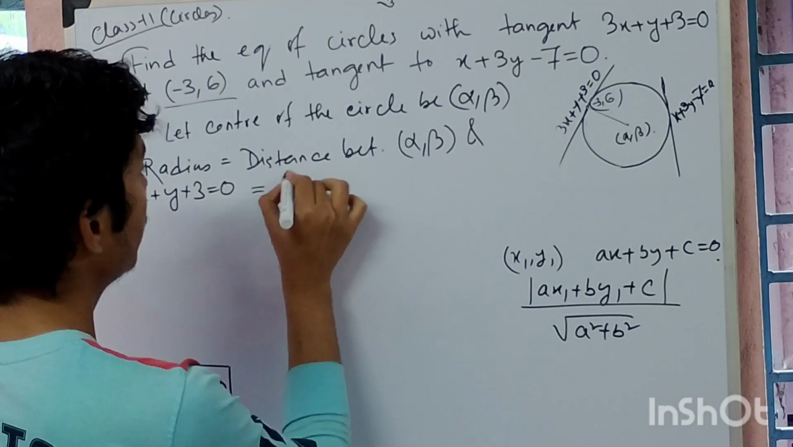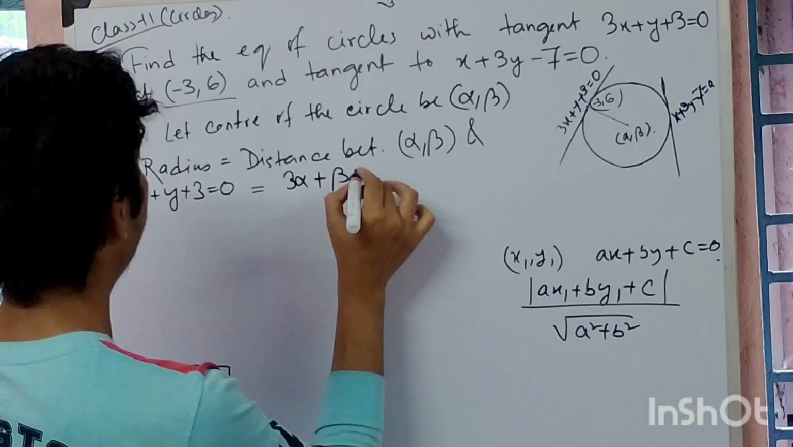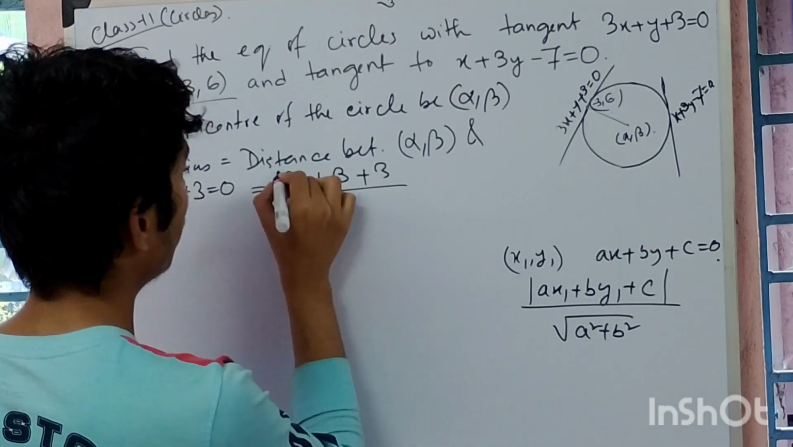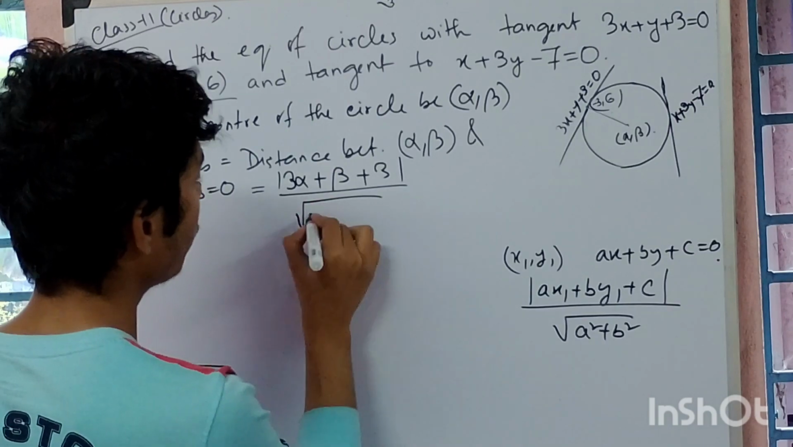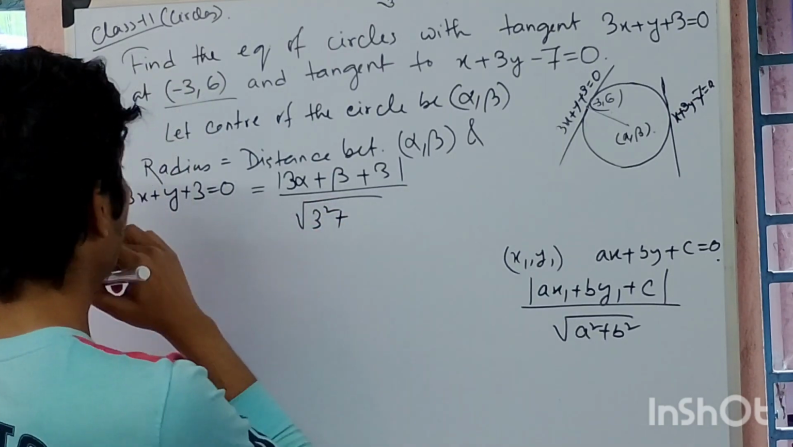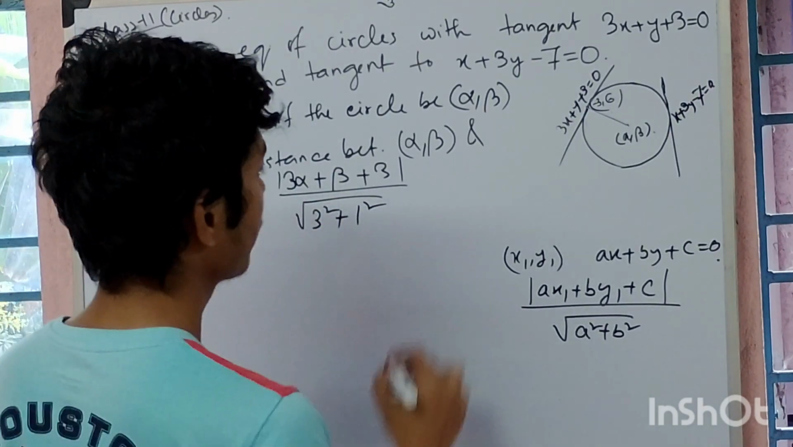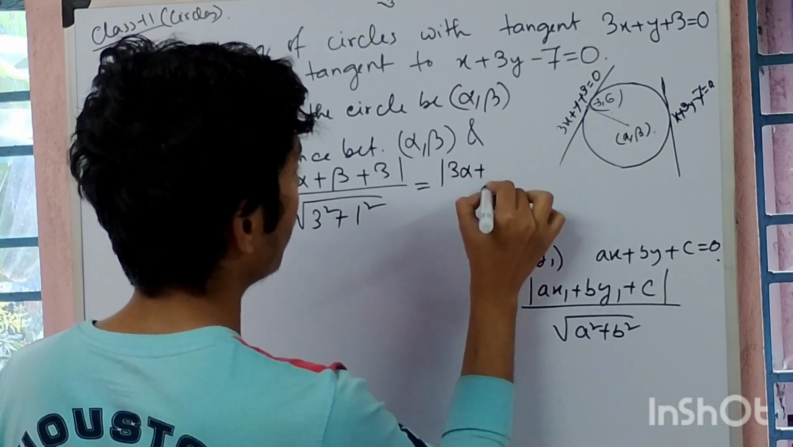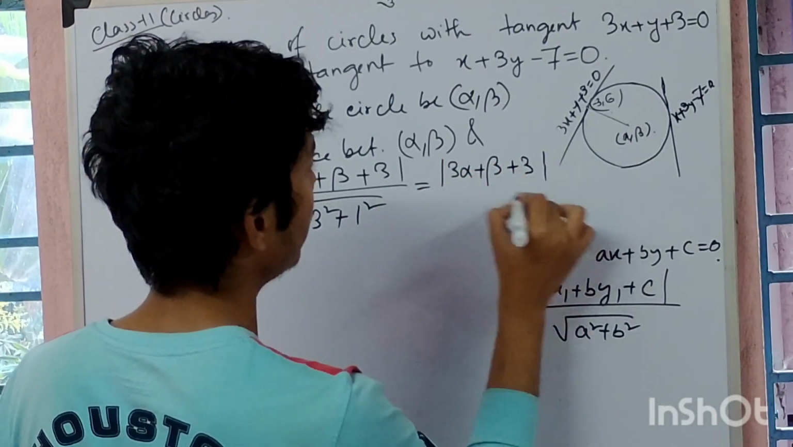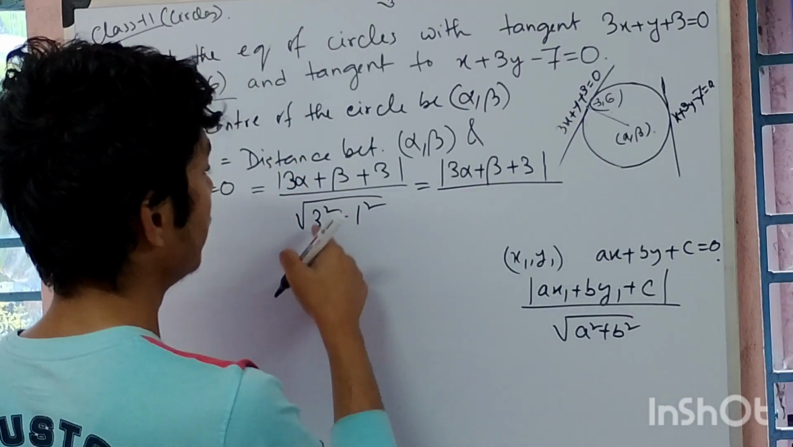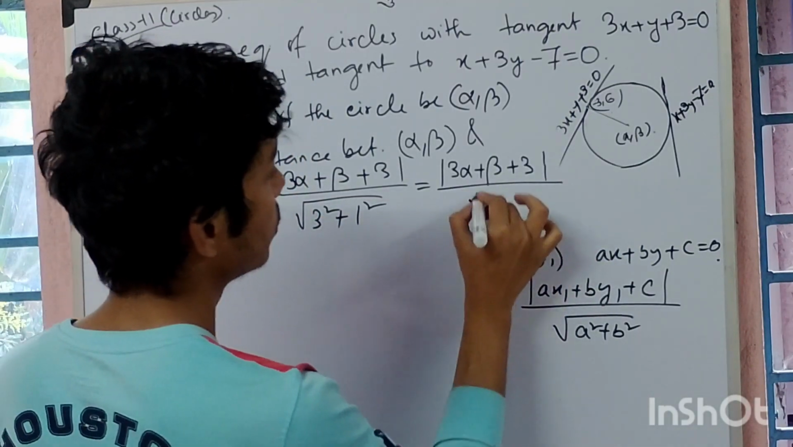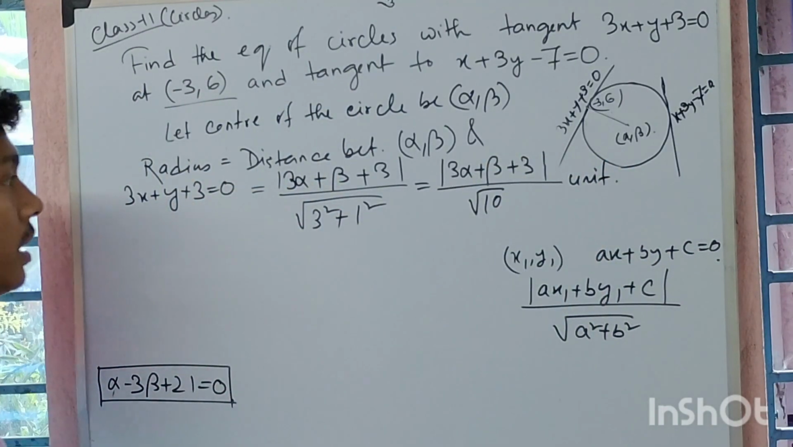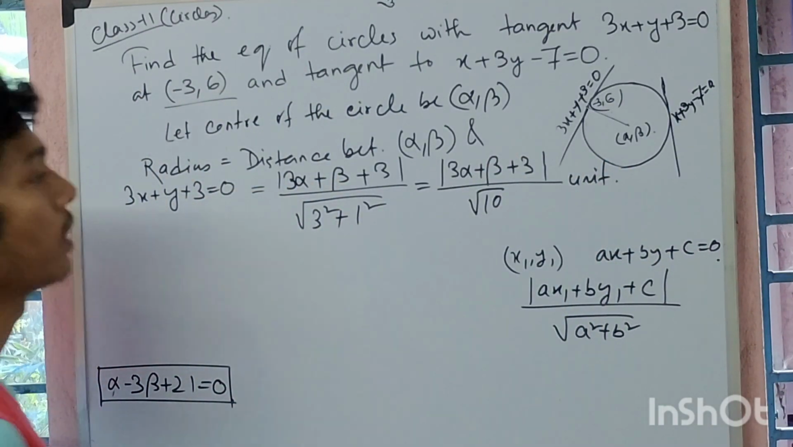Okay, by using this formula I can easily find the distance. The distance will be the modulus of (3 alpha + beta + 3) divided by the square root of (3 squared + 1 squared). So what will it be? It will be the modulus of (3 alpha + beta + 3) by the square root of 10, since 9 plus 1 is 10. This is my distance between this point and this line.